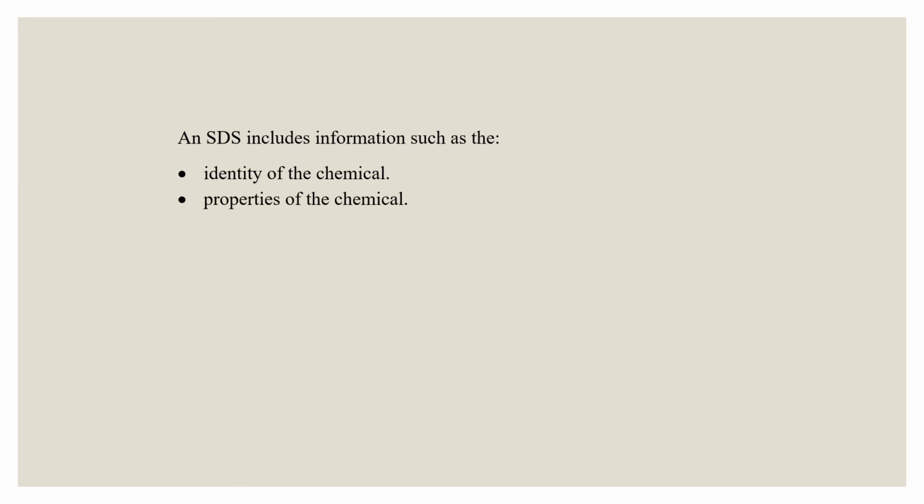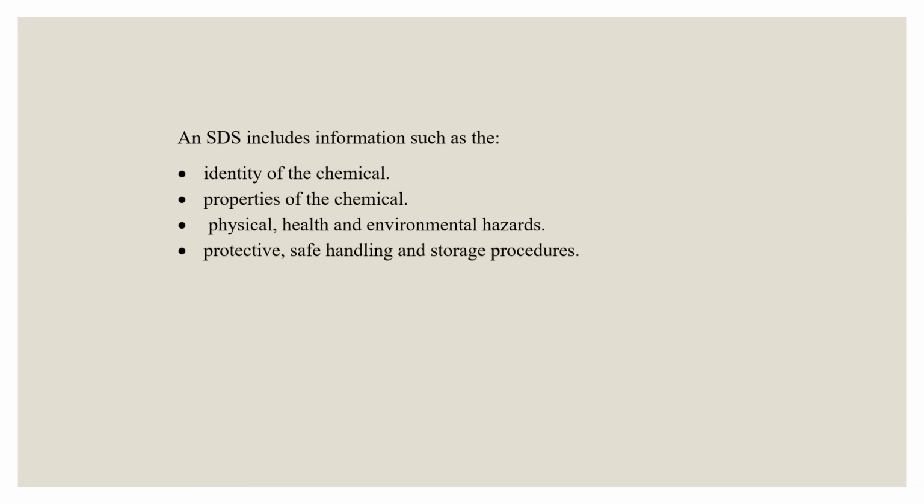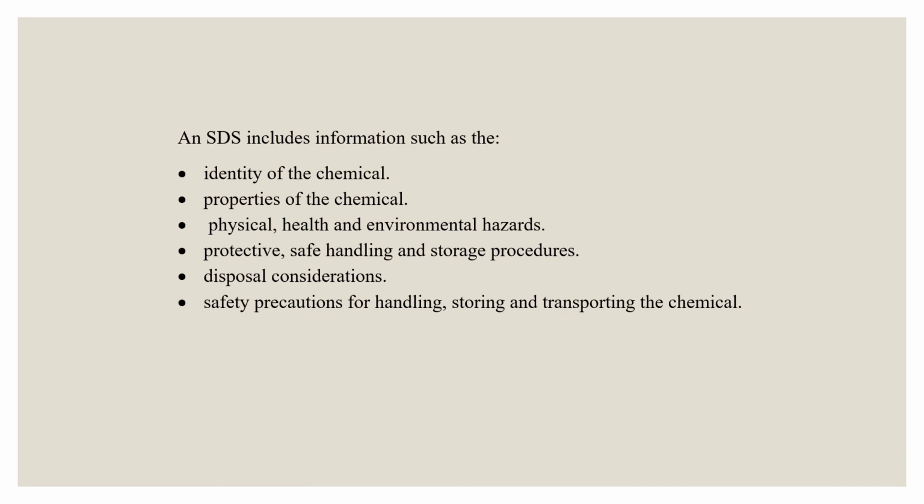So let's see what are some of the important things that are found in a safety data sheet. Our safety data sheet should include information such as the identity of the chemical, which will be the symbol, the formula of the chemical, and some of the synonyms. The property of the chemical, the physical, health, and environmental hazard signs, protective, safe handling and storage procedure, disposal consideration, how the chemical can be disposed, safety precaution for handling, storing, and transporting the chemical, and any other important information regarding the particular chemical.